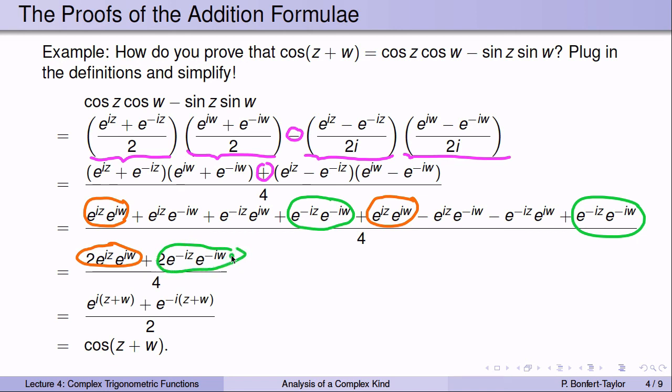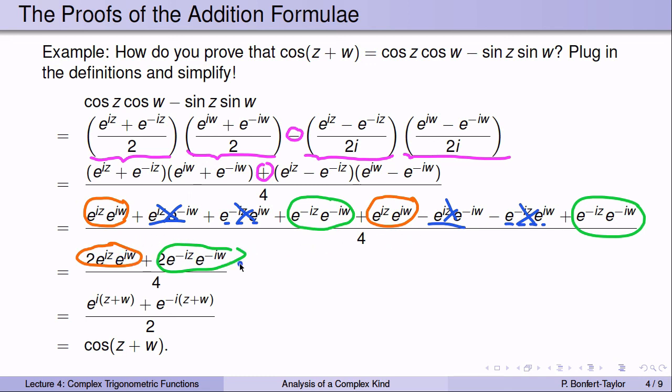The rest, we get lucky. The rest actually cancels out. e to the iz times e to the minus iw, and here I have minus e to the iz, e to the minus iw. So these two terms cancel out. Similarly, e to the minus iz, e to the iw, and minus e to the minus iz, e to the iw. So these two terms cancel out.